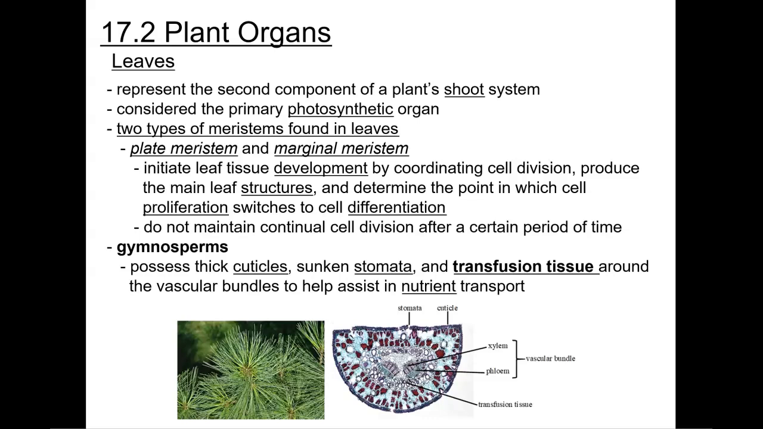Looking at the picture, you can see how you have the vascular bundles with xylem and phloem, and then you're going to have transfusion tissue that's going to go around these vascular bundles. Of course, you have those sunken stomata there, and you have that outer cuticle.